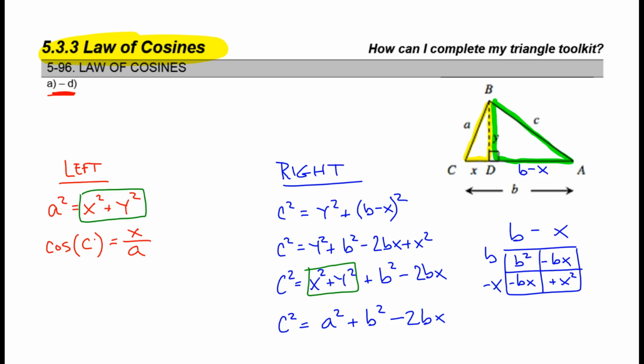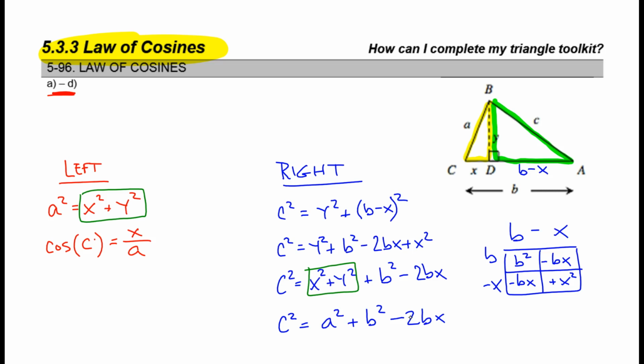And I want you to take a look at this. Right now what I'm saying is c squared equals a squared plus b squared and then minus this other thing. It kind of looks like the Pythagorean theorem right now. Not exactly, but it kind of does. Let's see what happens next.